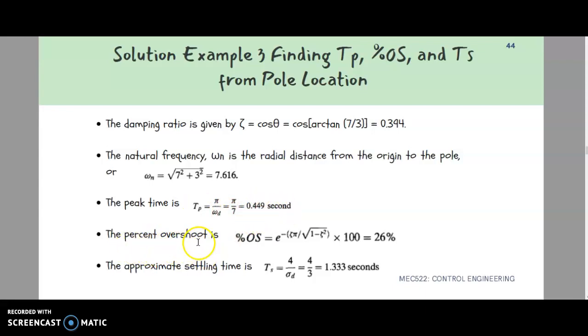And for the percent overshoot, you know that the damping ratio is 0.394, and you just put it in here, and you can get 26. You just take your calculator and calculate. Then for the settling time, we can use the equation 4 divided by sigma d. Sigma d equals 3, so you put it in and you get the answer 1.33 seconds.